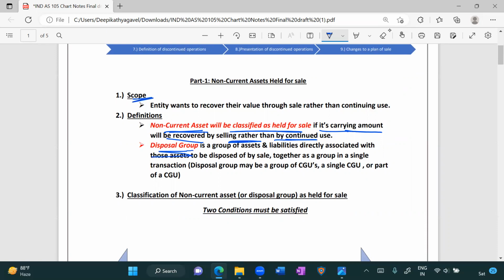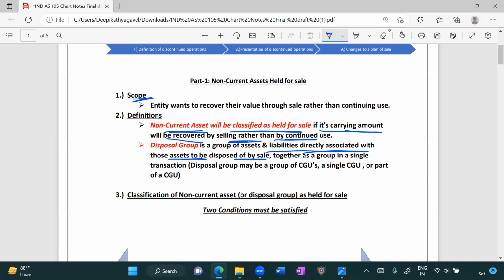Now, what is a disposal group? That is the next definition. Disposal groups are groups of assets and liabilities which are directly associated with those assets to be disposed of by sale. Right now, when I say non-current assets, it's only a single asset. But when you talk about a disposal group, it is a group of assets and liabilities that is associated with the asset that you are planning to sell. And together as a group, they are a single transaction. They'll be sold as one.